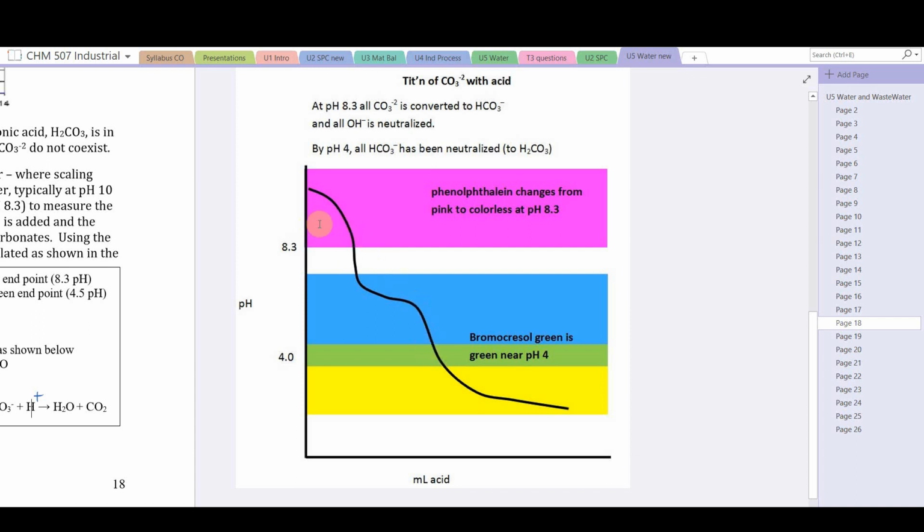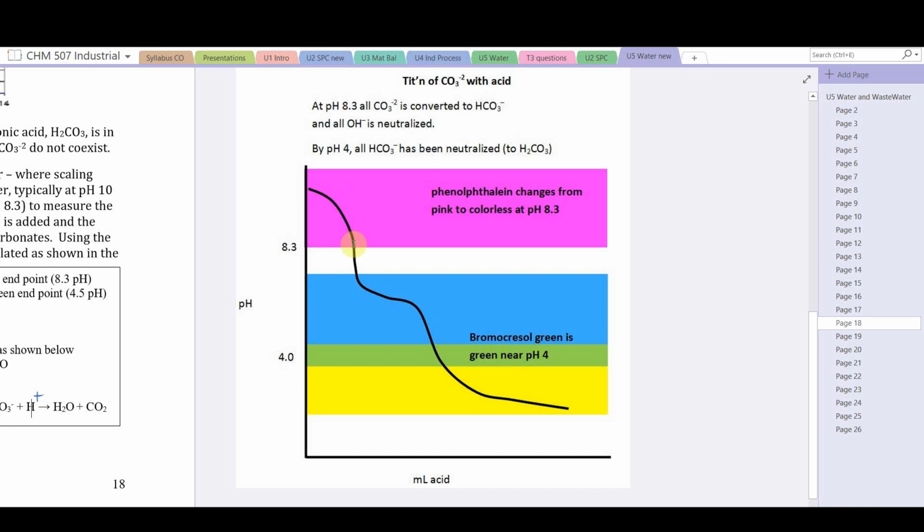Because every molecule of carbonate produces an equal number of moles of bicarbonate in the titration. If, however, hydroxide is also present, remember hydroxide and carbonate can coexist, then the phenolphthalein endpoint will include all of the hydroxide as well as the carbonate.